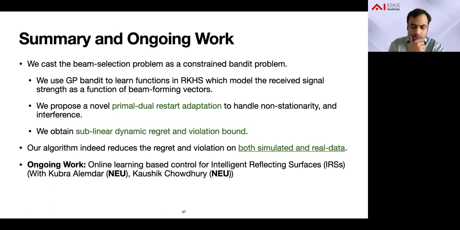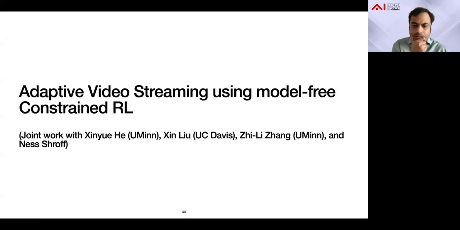We also have ongoing work on control. This is some kind of online learning based control. Here our algorithm will guide what the phase direction should be, for example, for intelligent reflecting surfaces. So this is ongoing work. Now I'm going to talk about some other application.